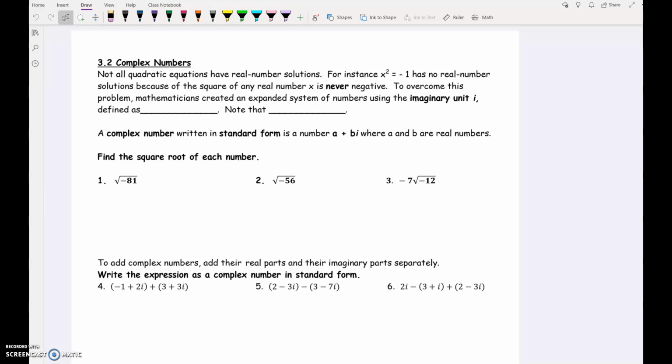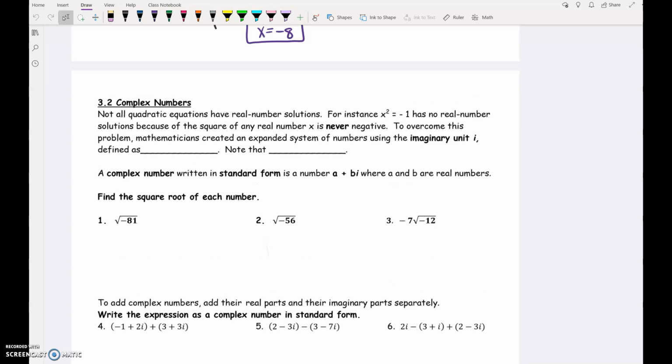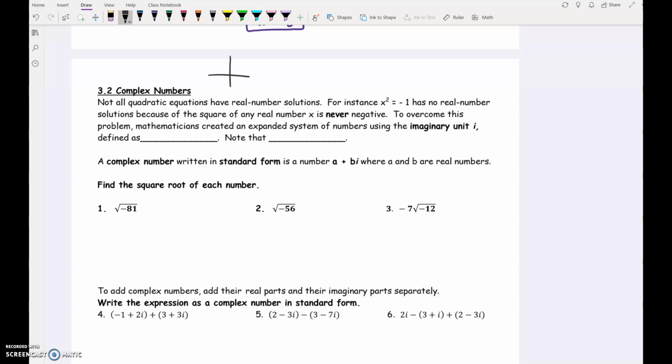Okay, not all quadratic equations have real number solutions. If I were to look at a graph, if a parabola crosses the x-axis in two places, that quadratic equation has two solutions. Quadratic equations can also have one solution when the vertex is the only thing on the x-axis. If something like this happens, that parabola does not touch the x-axis at all, so there are no real number solutions for that particular quadratic equation.